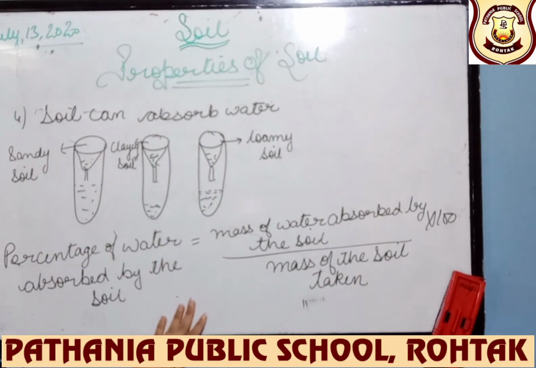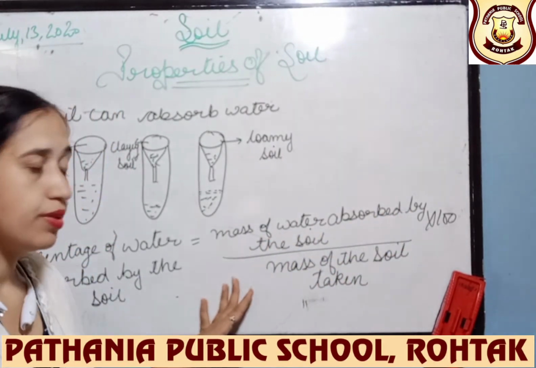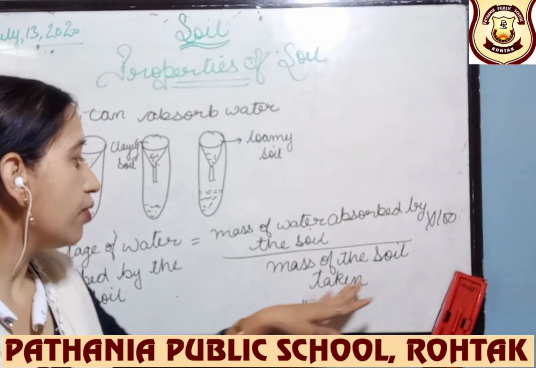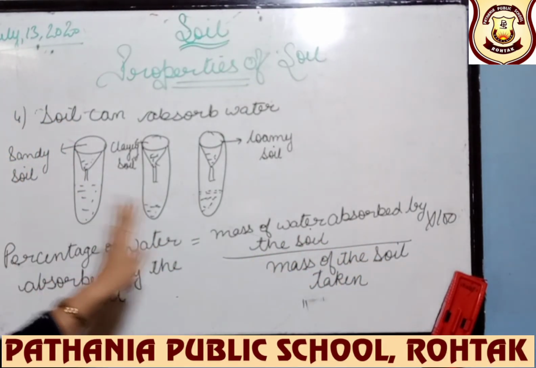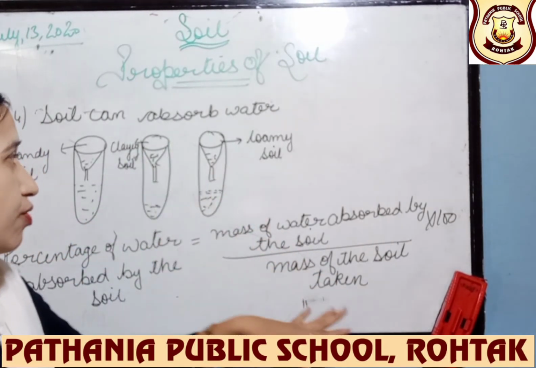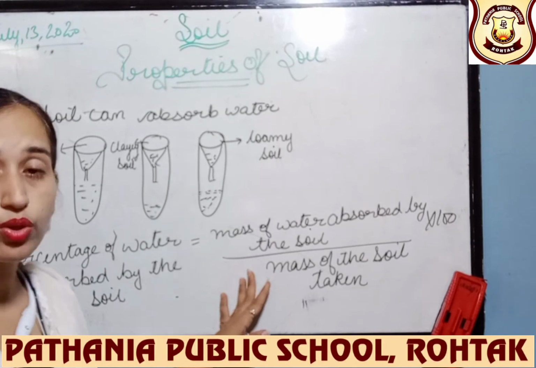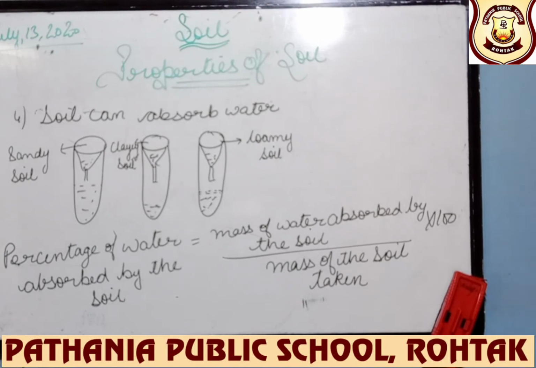After that we have to take out the percentage. There is a formula for that. Percentage of water absorbed by the soil is equal to the mass of the water absorbed by the soil upon the mass of the soil taken, into 100. Whatever values you are going to take, if you are taking the mass of sandy soil, you will write it over here. When you take the mass of the clay soil, you will write it here, and the same you will do with the loamy soil also. After that, whatever water is absorbed by it, you can write it over here, into 100. That will give the percentage of the water that is absorbed by the soil.